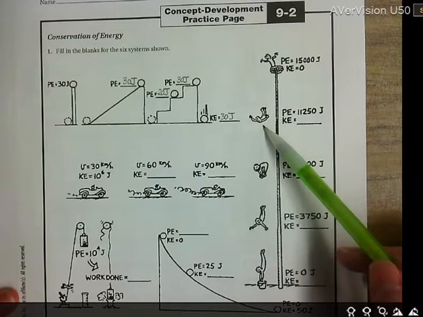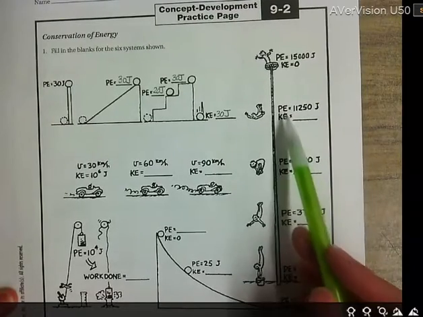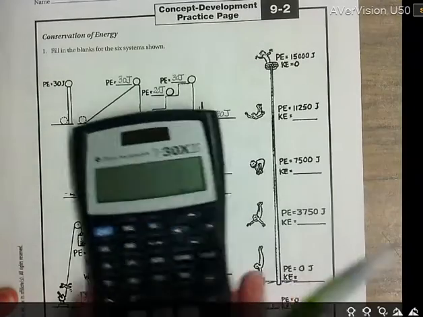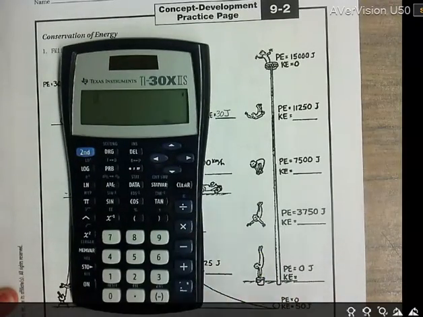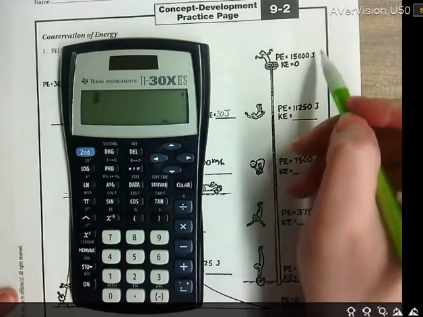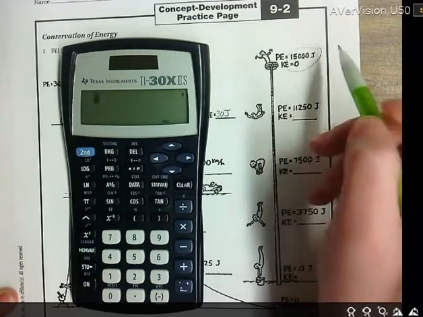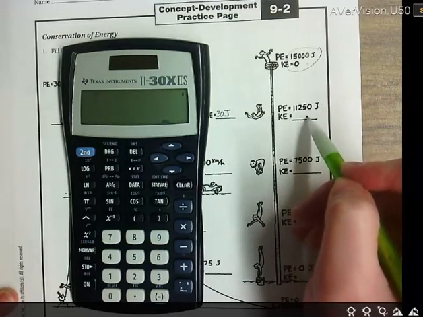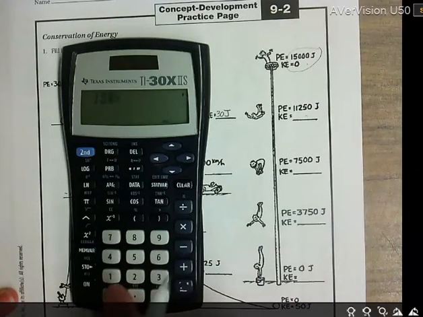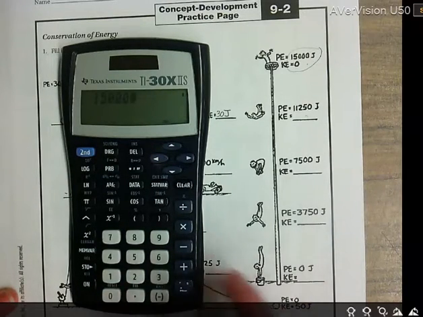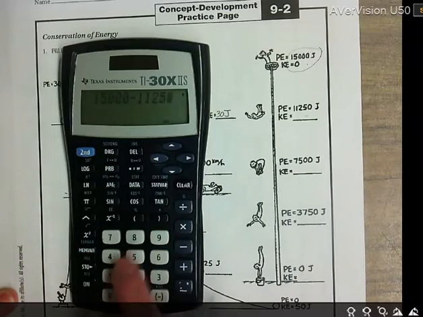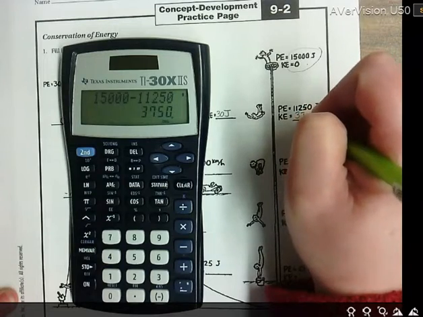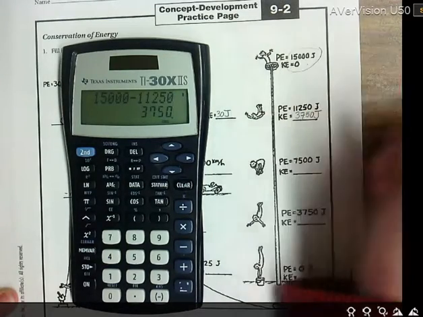So the person jumps. So here they tell us that the potential energy at this height is 11,250 joules. Again, we know because of the law of conservation of energy that we have to have 15,000 joules total at each location. So how do we figure out this missing one? We're going to do the 15,000 joules that we have to have total minus the 11,250 that are potential energy, which leaves us 3,750 joules to be kinetic energy.